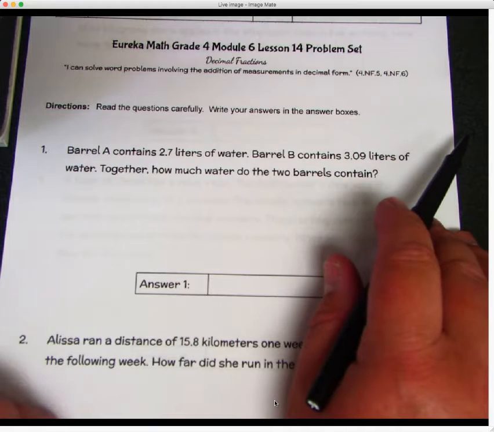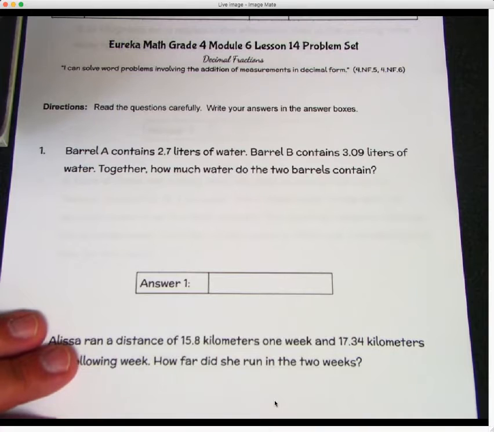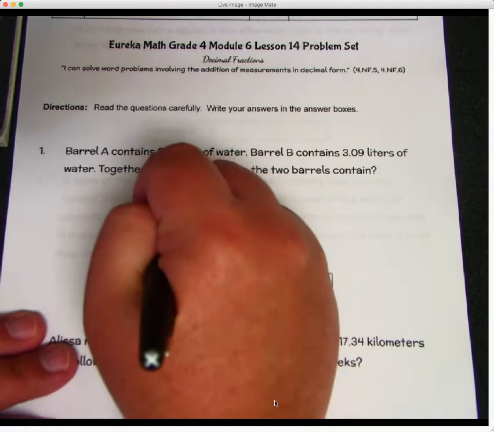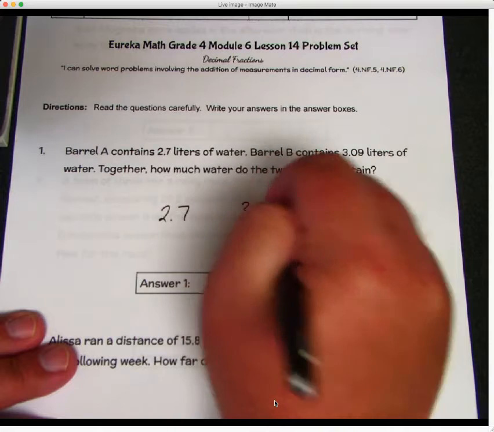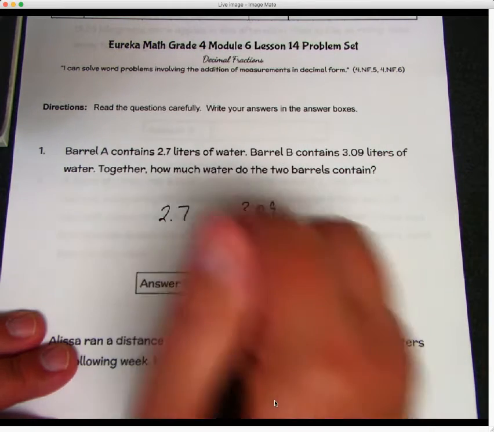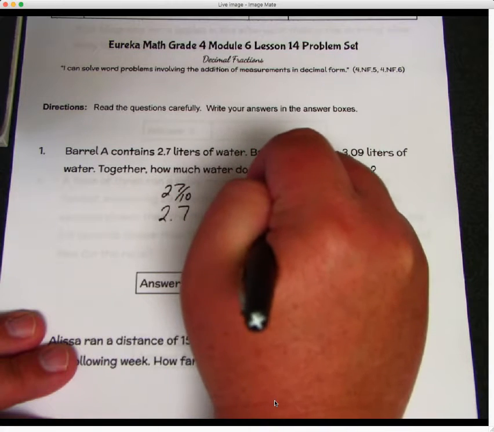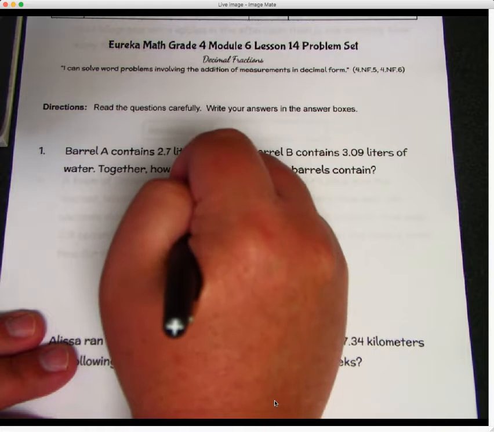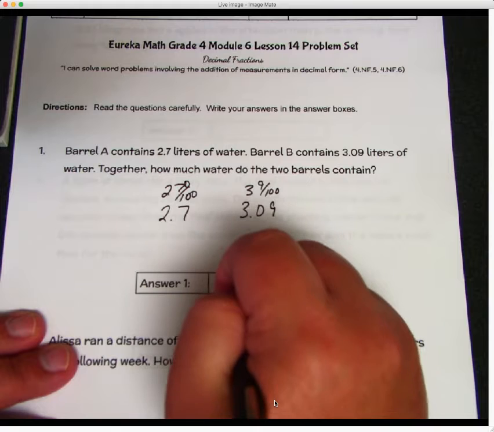So barrel A contains 2 7/10 liters of water. Barrel B contains 3 and 9/100 liters of water. Altogether, how much water do the 2 barrels contain? So together means we're adding them. 2 7/10, 3 9/100. Let's write them as fractions to solve this. Let's make the 7/10 70 hundredths, and let's add them, and we'll put it in decimal form.